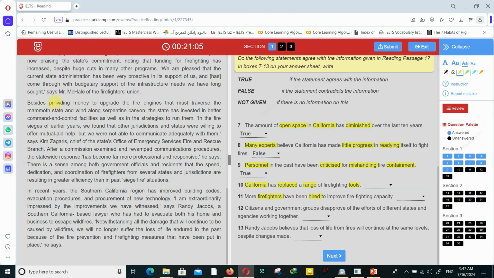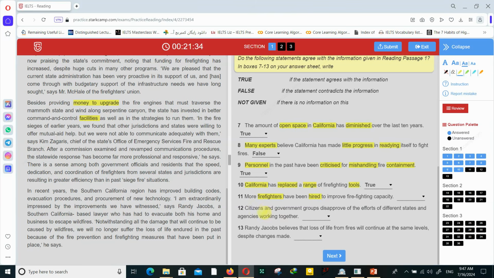Actually, this is the answer. Besides providing money to upgrade the fire engines that must traverse the mammoth state and wind along serpentine canyon, the state has invested in better command and control facilities as well as in the strategies to run them. Here, replace means upgrade, and firefighting tools, this tools means facilities. So the statement is true.